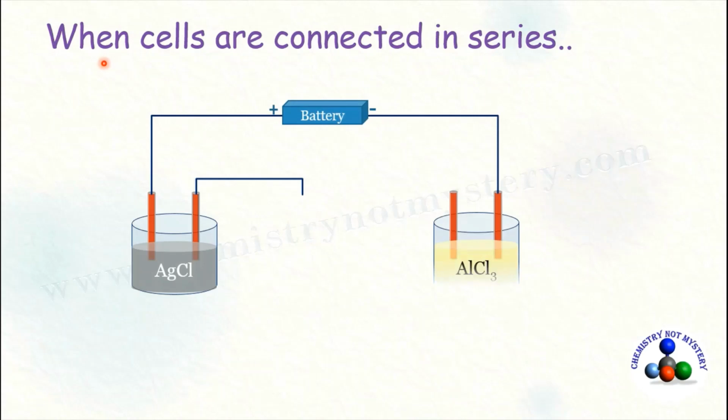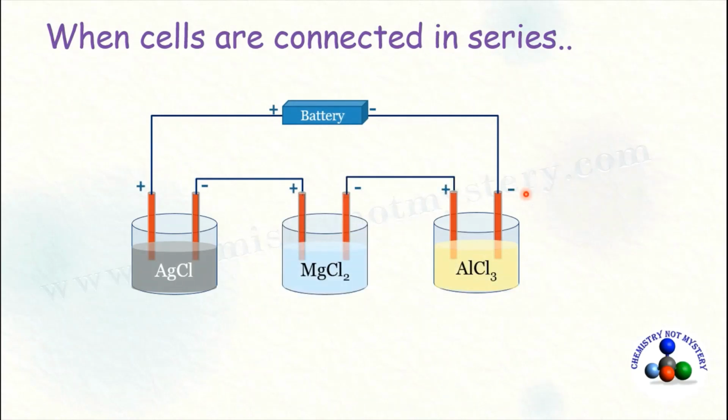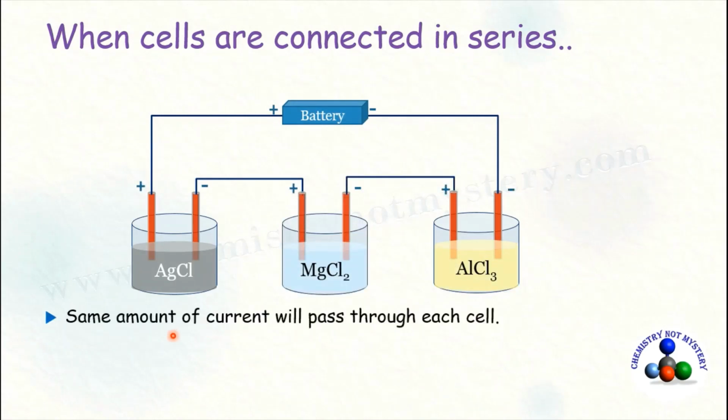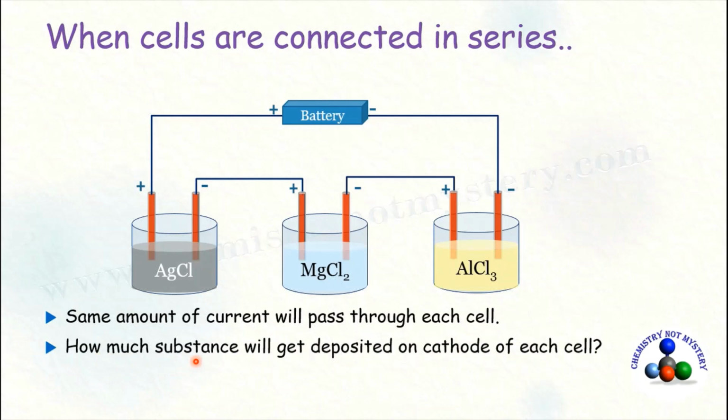Now let's see what happens when we connect cells in a series connection. In a series connection, we know the same amount of current will pass through each cell. So how much substance will get deposited on the cathode of each cell? So let's see.